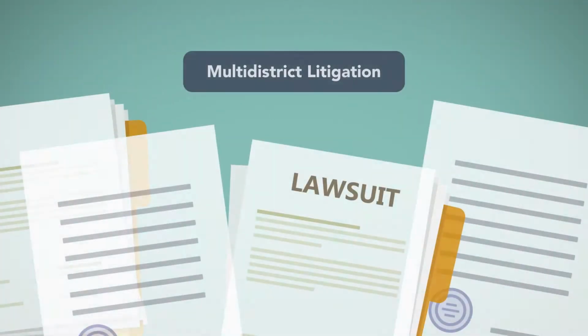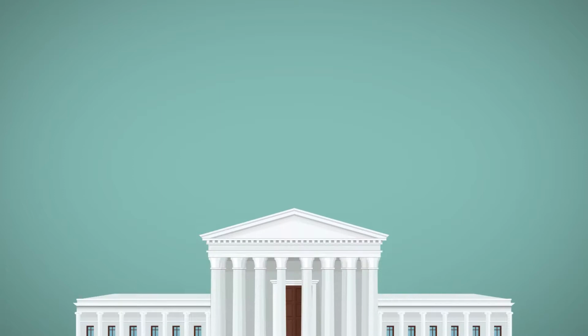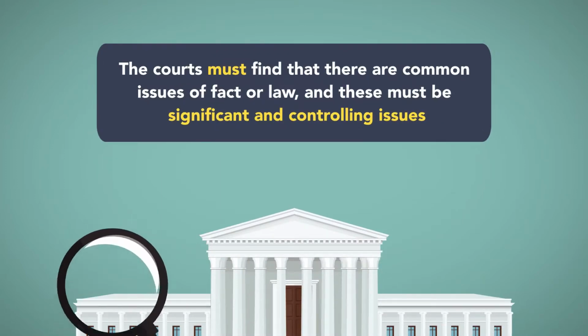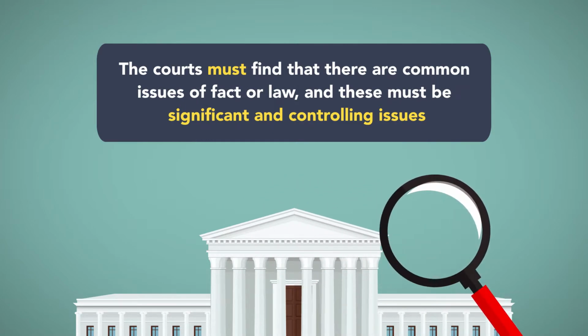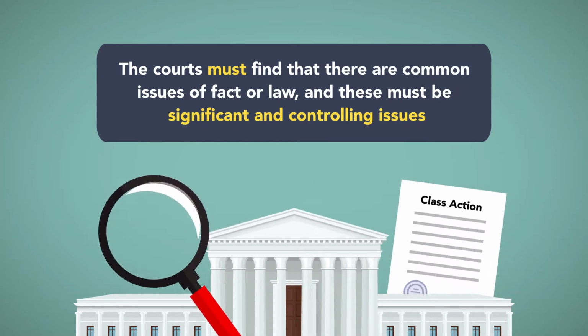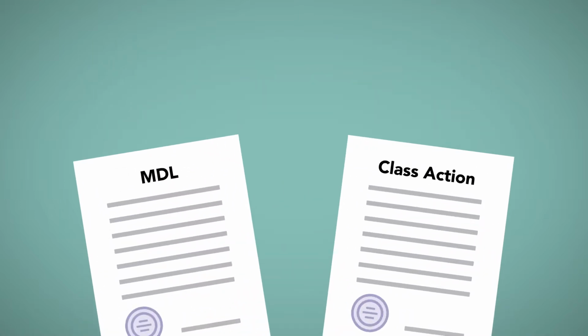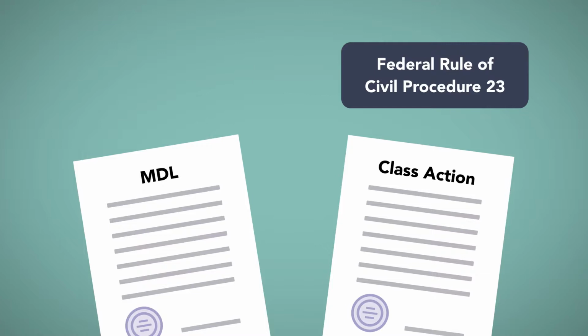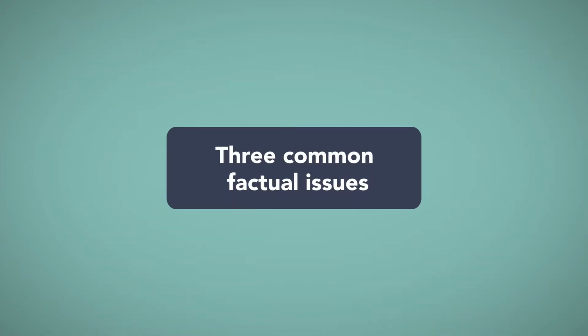One hallmark of multi-district litigation is that common issues of fact or law permeate all of the constituent claims. In fact, the courts must find that there are common issues of fact or law, and these must be significant and controlling issues before the courts can aggregate the claims to form a class action or multi-district litigation. Such a finding is a prerequisite to forming a class under Federal Rule of Civil Procedure 23 or creating a multi-district litigation under 28 U.S.C. 1407. There usually are at least three common factual issues.